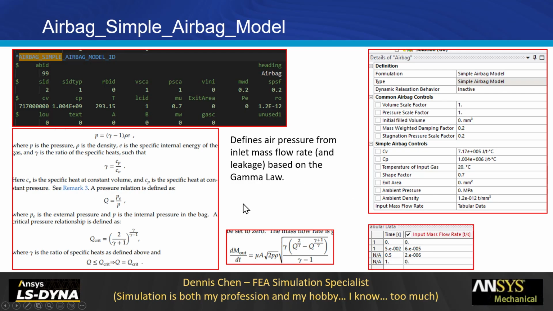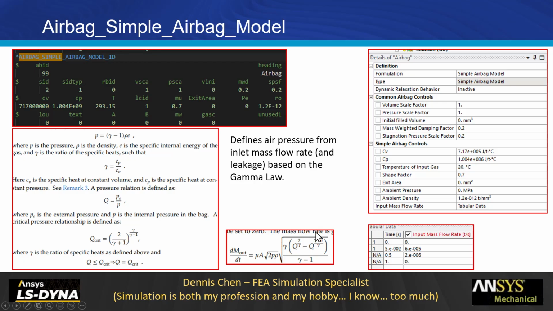So the simple airbag model is going to be slightly different from the other ones, in the sense that we're no longer applying a pressure directly. What we're doing here is using the gamma law equation of state to define mass flow rate, to indirectly define pressure, right? So based on the specific heats at constant volume and constant temperature, you can define what happens to the gas based on its initial temperature and density and so on and so forth. Based on these parameters right here, you can define the thermodynamic state, and then by defining a mass flow rate, you can essentially define how the pressure ramps up.